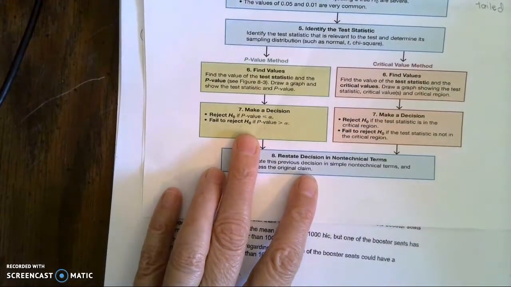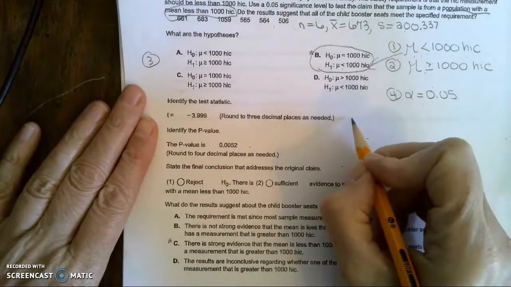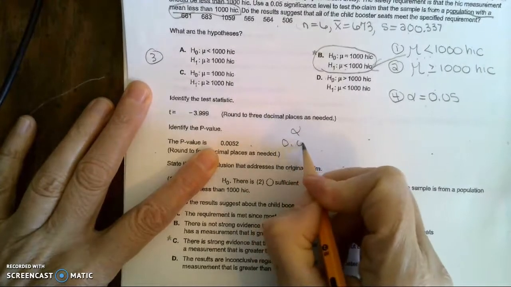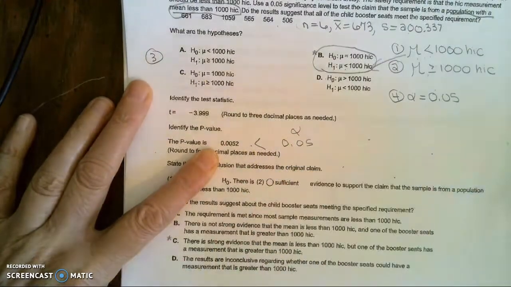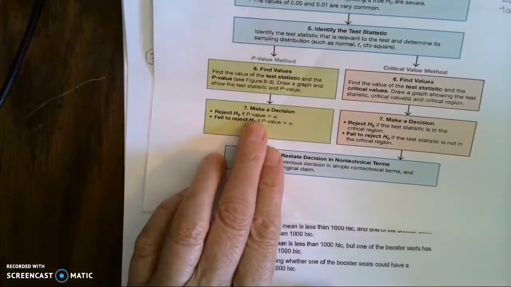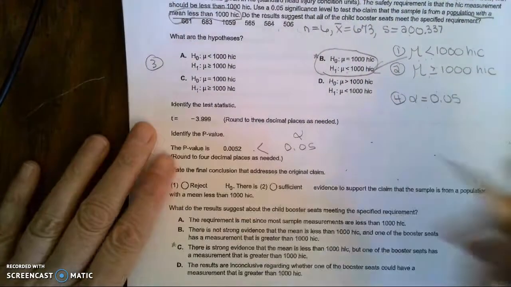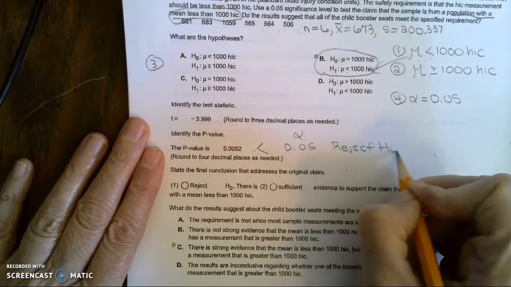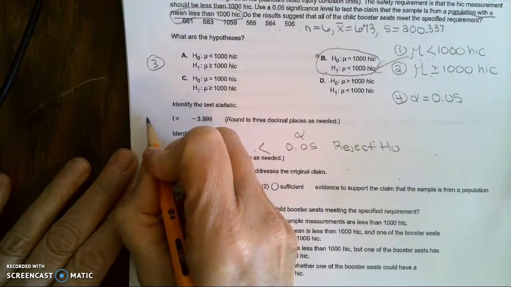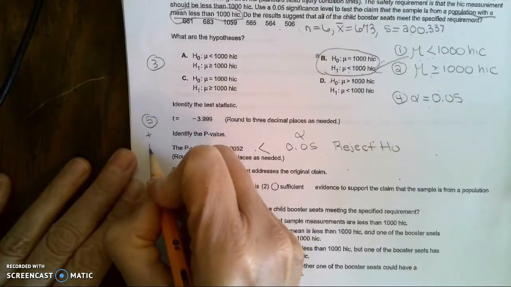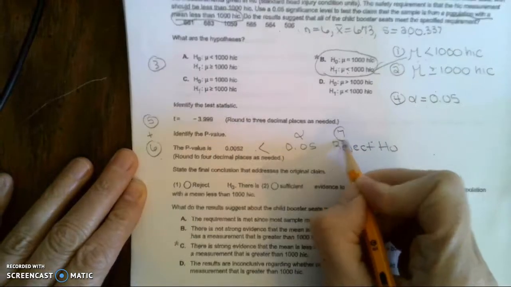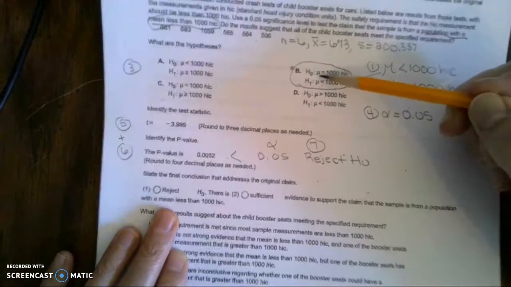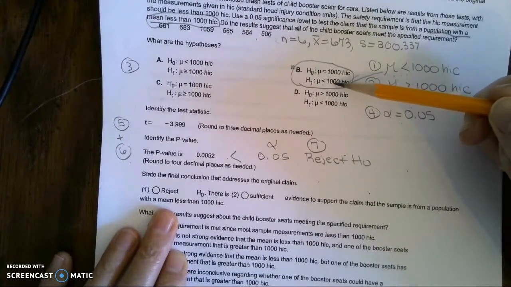This is step 7. If I look at my p-value, I'm going to compare it to alpha. Alpha was 0.05. In this case, the p-value is smaller. Whenever it's less than or equal to alpha, you're going to reject the null. So this is like steps 5 and 6. This is step 7. So we reject the null. When I reject the null, that means I say that the alternative is true.